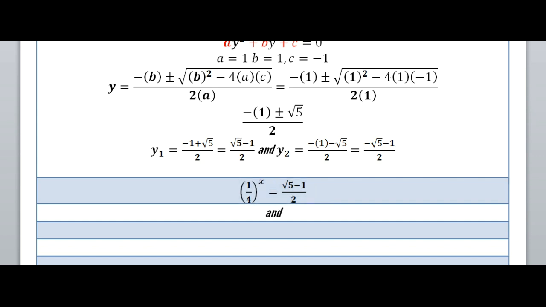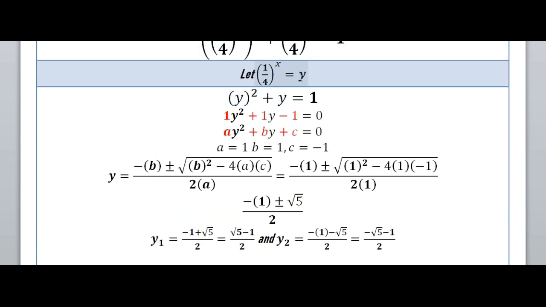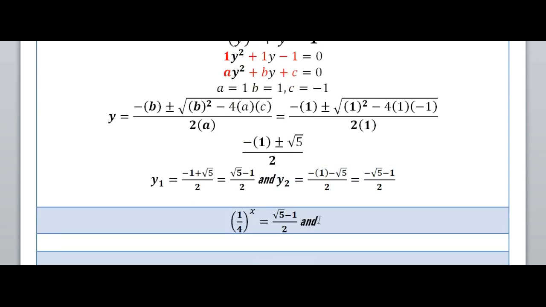And the next solution again, we go back to the equation, 1 over 4 raised to power x is equal to y, and substitute that here again, then put the second value of y. The second value of y we found is negative root 5 minus 1 over 2. So we will put that as the second value of y here.